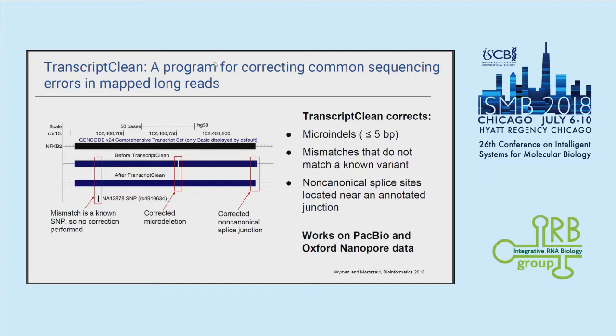An example of this can be seen on the left with a mismatch that matches a known SNP, and then we have a microindel in the middle there that gets corrected. And finally, a non-canonical splice junction on the right that's corrected. This works on both PacBio and Oxford Nanopore data.